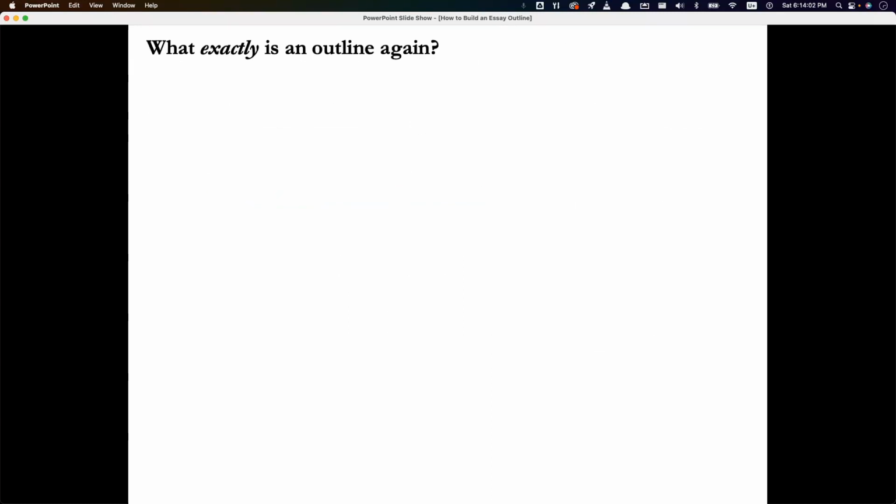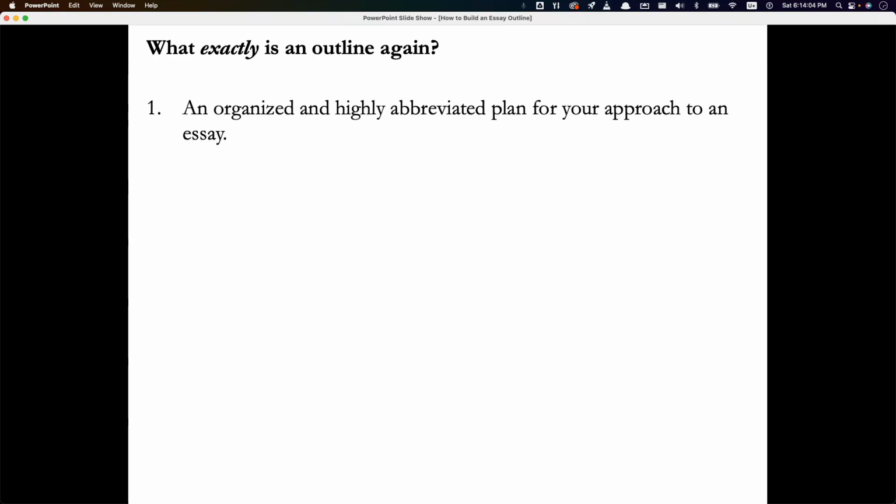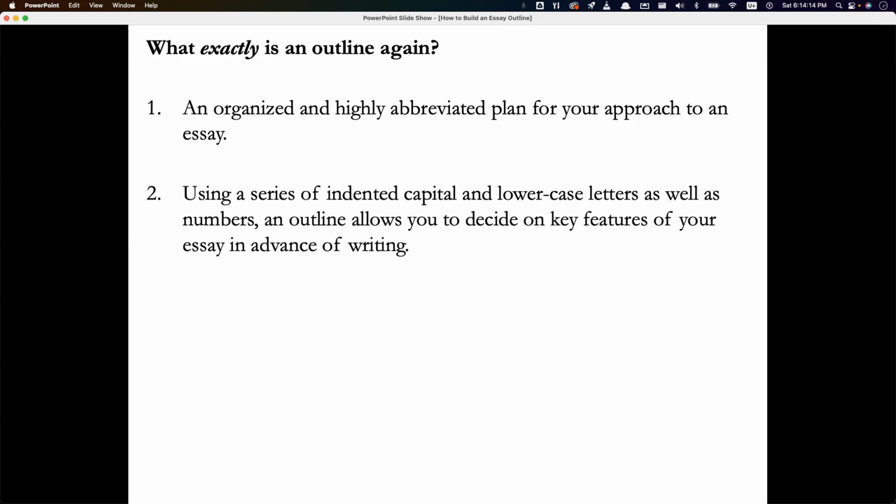So, what is an outline? An outline, at its most fundamental, is an organized and highly abbreviated plan for your approach to an essay. And it uses a series of capital and lowercase letters that are indented in a consistent number of times throughout the outline, that allows you to decide on key features of your essay, often in advance of writing, though you can also do outlines after you've written something.